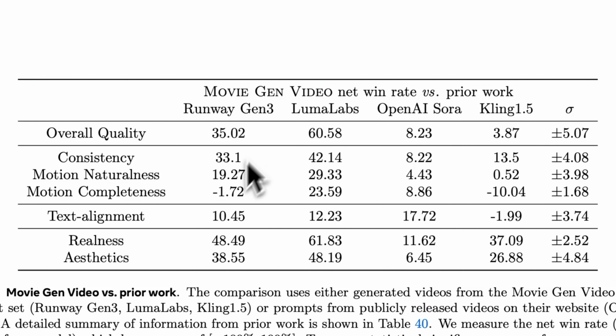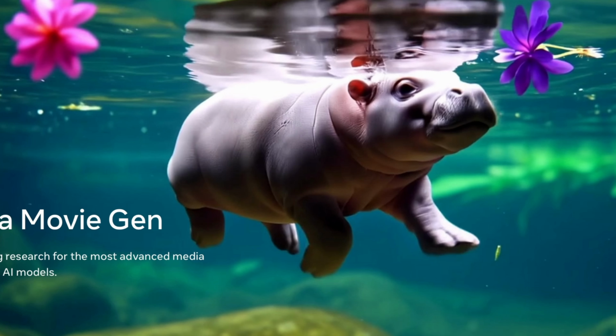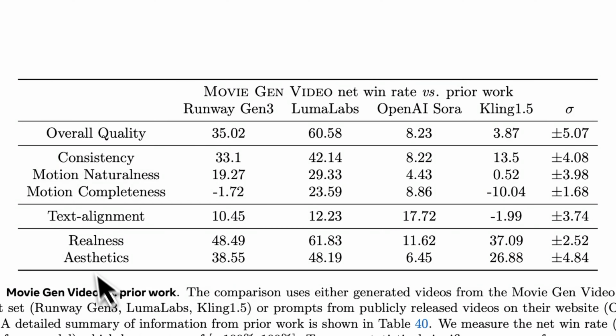When it comes to Runway Gen 3, motion completeness is something Runway Gen 3 is good at, and compared to Kling 1.5, there are some places, especially in motion completeness, where the Movie Gen model is actually significantly worse than the Kling 1.5 model. But as I told you, in this monkey video, where is that? Yeah, let me show you. But when it comes to realness, this model is the best. You can see the numbers, they are very high, showing that there is a very big difference between the Movie Gen model and all of these models. The closest model is OpenAI Sora, but even that is around 11.62.